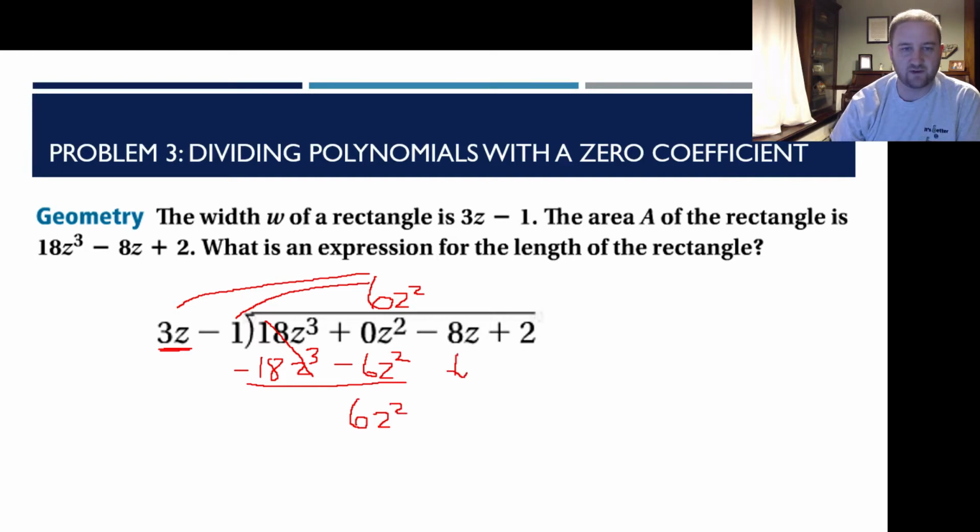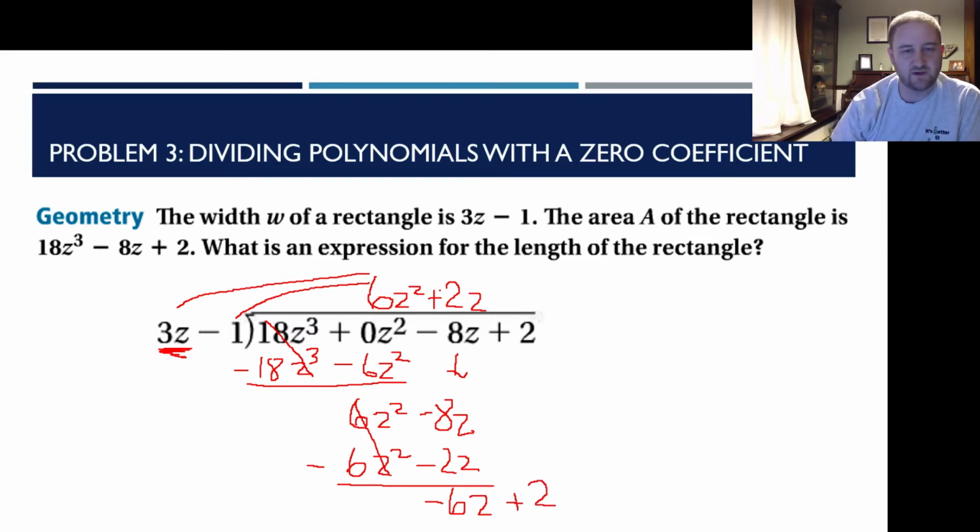And now we're going to drop this down. So we have minus 8z. Now we want to see how many times 3z goes into 6z squared. Well, 3 goes into 6 a positive 2 times. z goes into z squared z times. Now we take the 2z times 3z. So 2 times 3 is 6. z times z is z squared. And now we do 2z times negative 1, and that's negative 2z. Now we'll subtract. These cancel out. Negative 8z minus negative 2z is negative 6z plus 2.